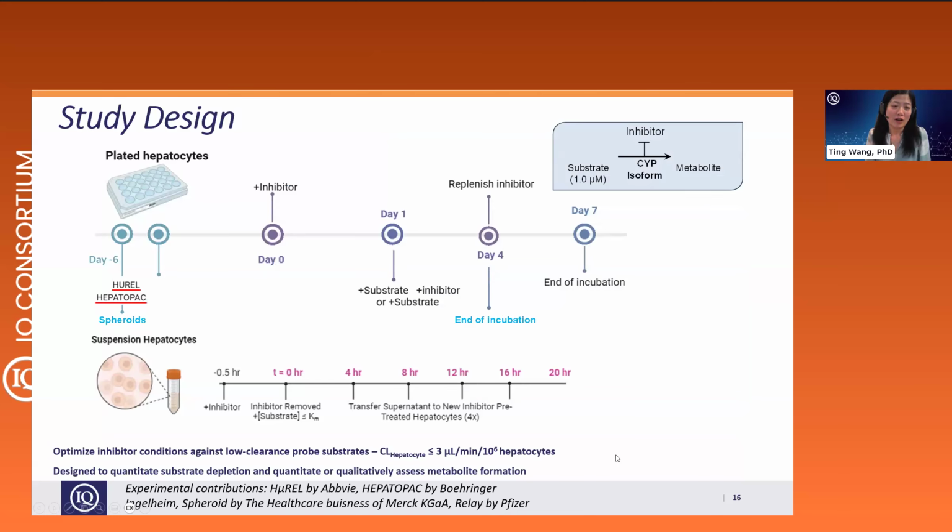So this is the final study design. On the top part are the 3 long culture systems, the HuREL, HepatoPac, and the spheroid.